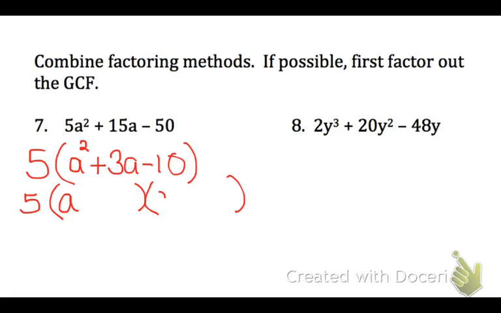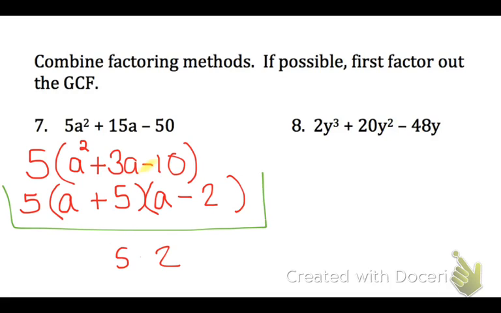So I list my a and my a. The fact that this is a negative 10 tells me that I have a plus and a minus. Now my factors of 10 would be 10 and 1 and 5 and 2. I'm going to try 5 and 2. So I'm going to put positive 5 here and minus 2 here, because positive 5 times negative 2 is negative 10, and that would add to positive 3a. So there, I've got it. And you're going to discover that the more you do of these, the quicker you get.